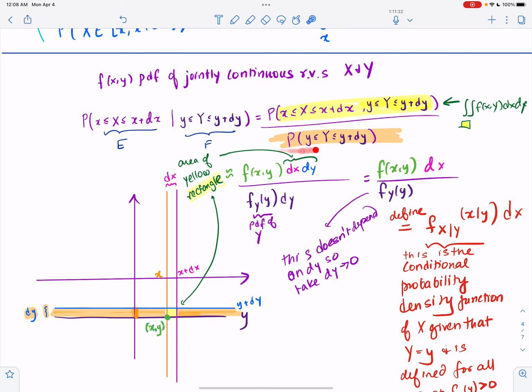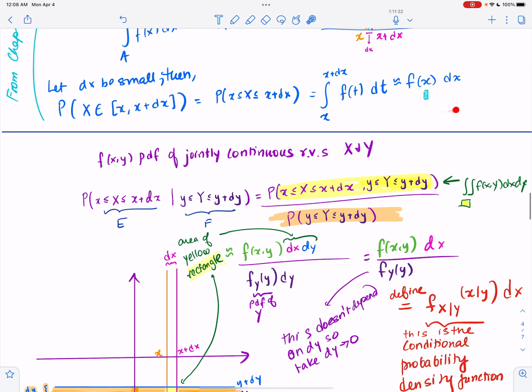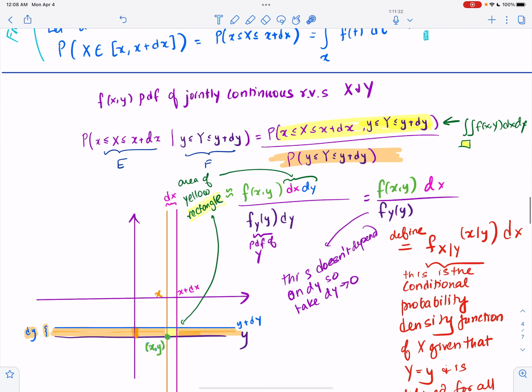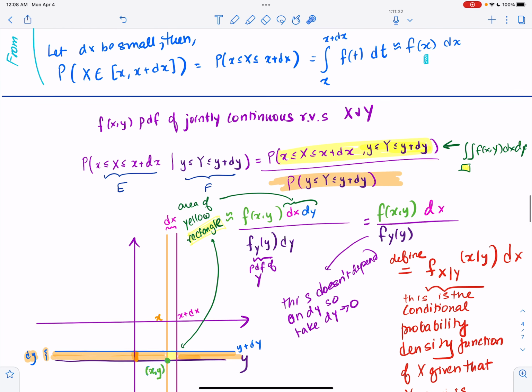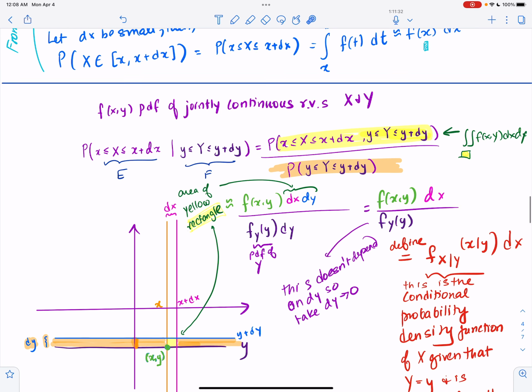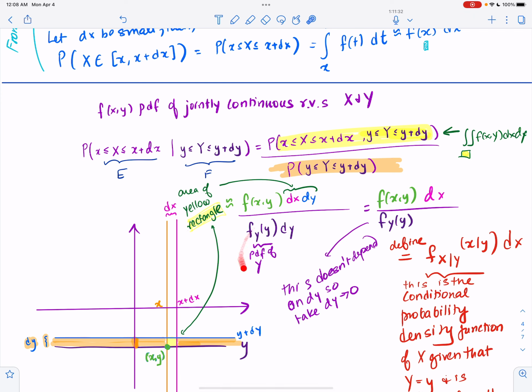And how about the denominator? We just saw from this kind of stuff that this is approximately the PDF of y times dy, right? I just showed you that the probability of a random variable in this small interval is given by the value of the PDF times the length of that interval, the value at one end times the length. So this is the PDF of y. I've written more below reminding you how to find that.